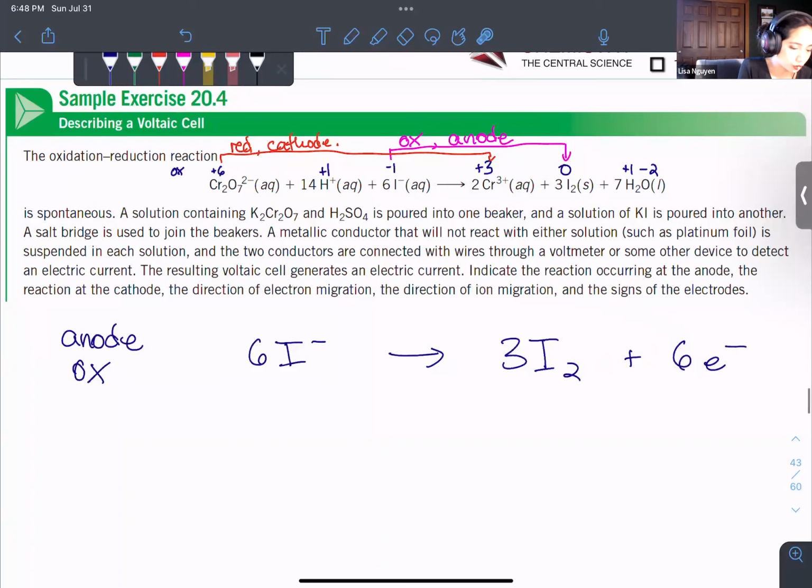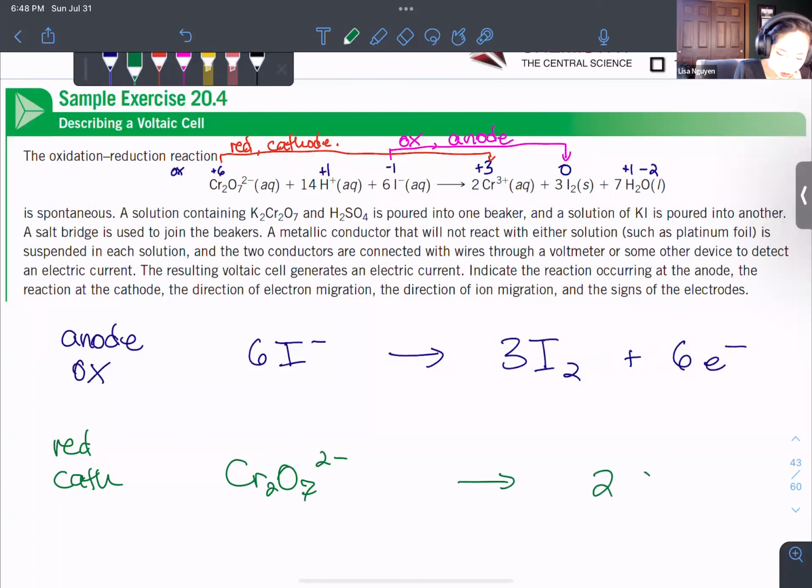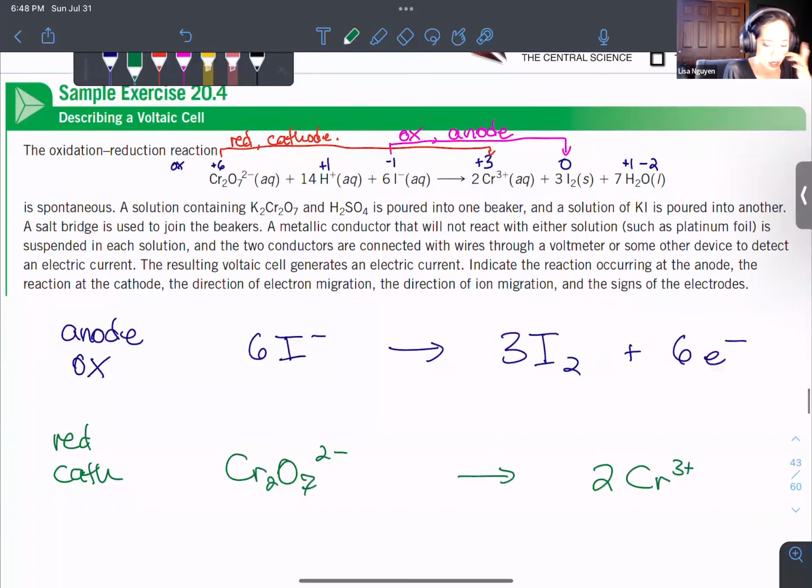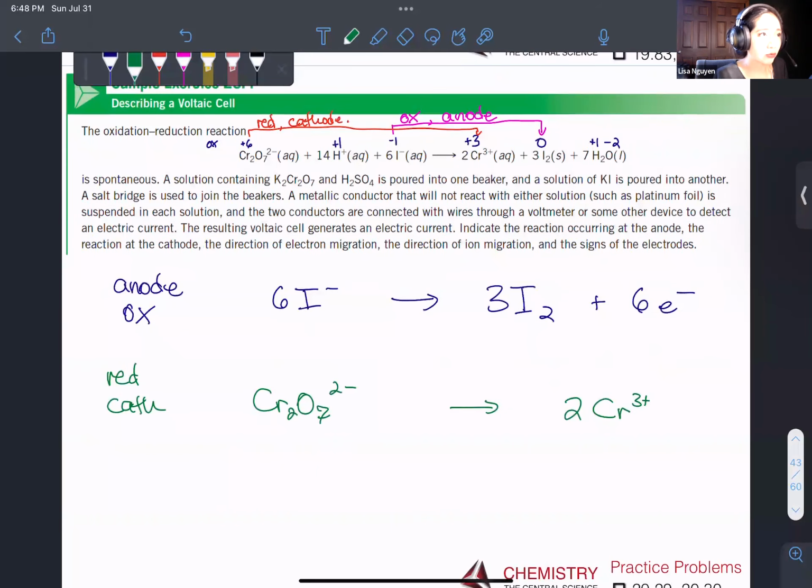All right, so now let's do the reduction side. This is what's happening at the cathode. And so we take the other substances we didn't look at. So the dichromate substance, and we're producing 2 chromium 3 pluses. So note here, when we balance a redox reaction, when we go through the steps, we need to balance the elements. And so balance everything except oxygen and hydrogen.